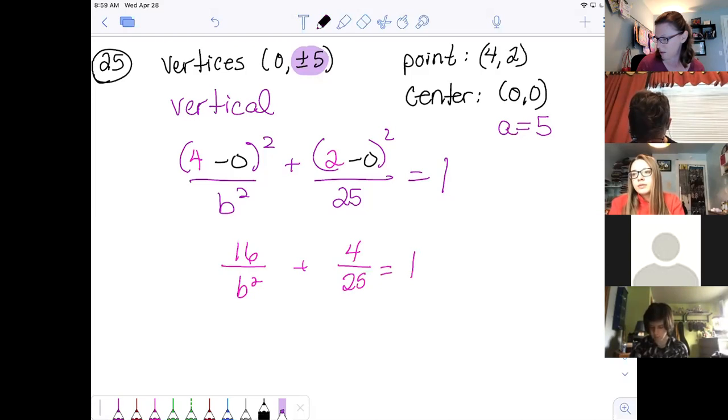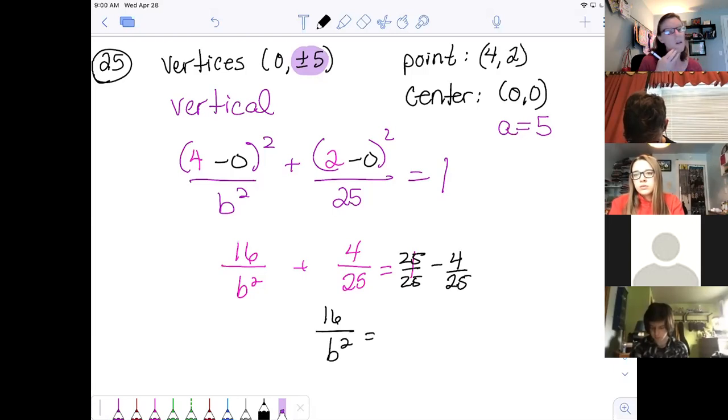So you could cross multiply to find b squared. Nice, good. So subtract 4/25. This is 25/25. So we have 16 over b squared. And then that gives us 21 over 25. So you do want to square the number on the top. Don't just leave it as 4 squared or 2 squared. Actually square that number because your goal is to solve for b squared.